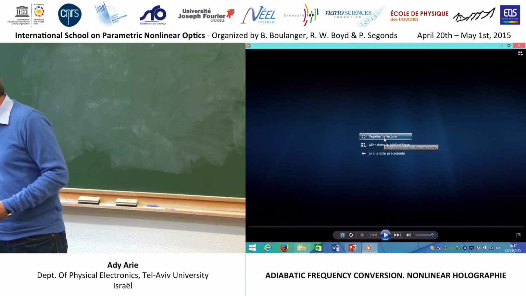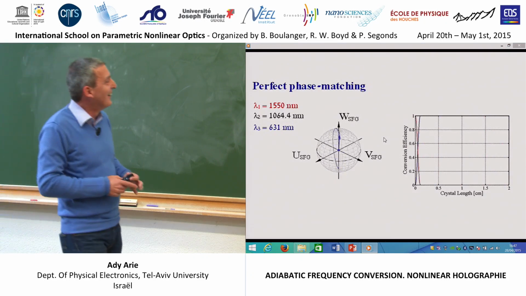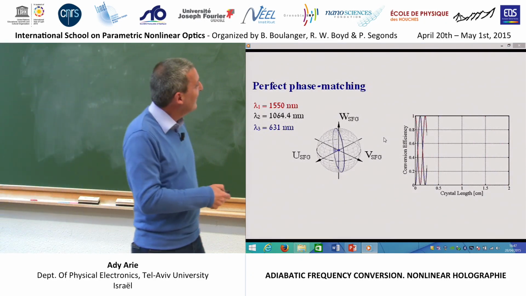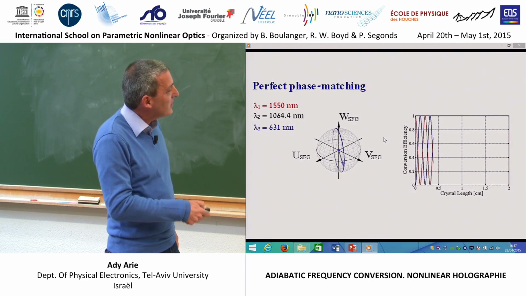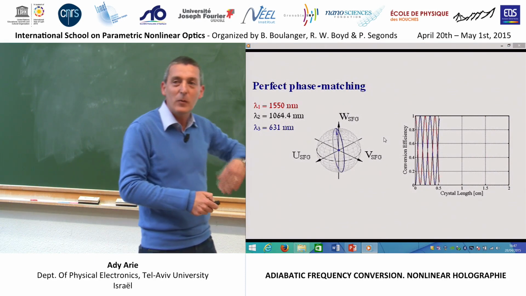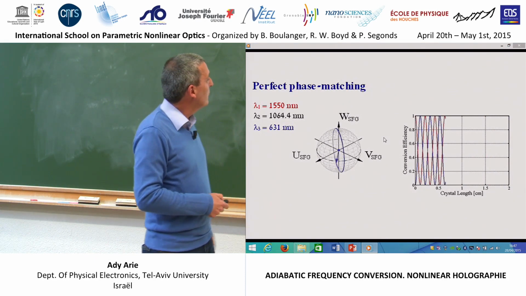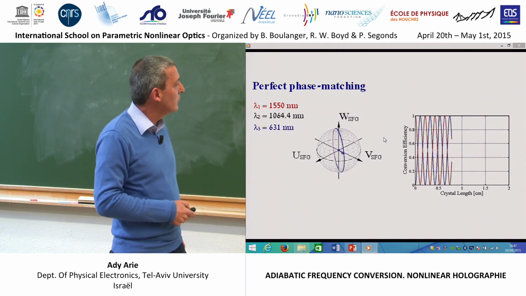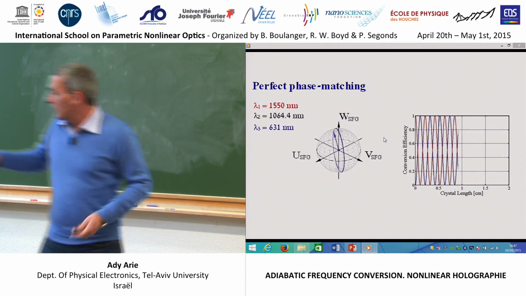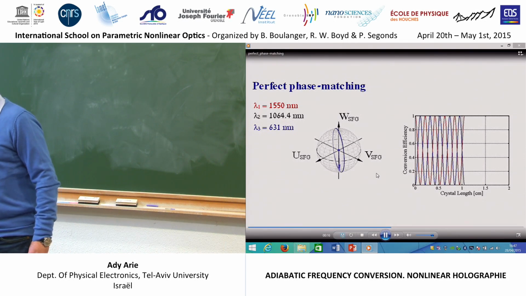I don't know what this means, but let's try. So as a function of the interaction length, simply the energy goes from omega 1 to omega 3 and back again. OK, so this is what I showed you before. So let's get back to this.